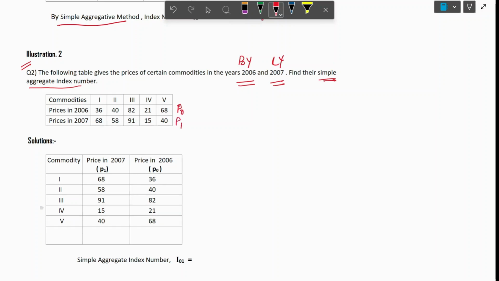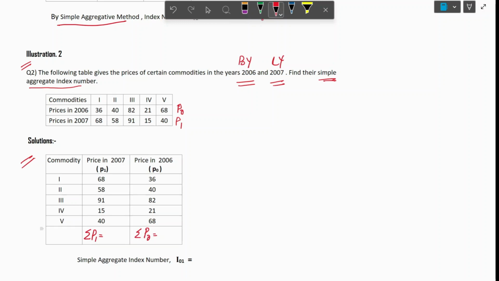Same thing, step number 1, we are going to prepare a table. The table consists of 3 columns. First column commodity, second column P1, third column P0. After copying from the question, you need to find the total of column P1 and the total of column P0. Then write the formula and apply it. Then that is your answer.